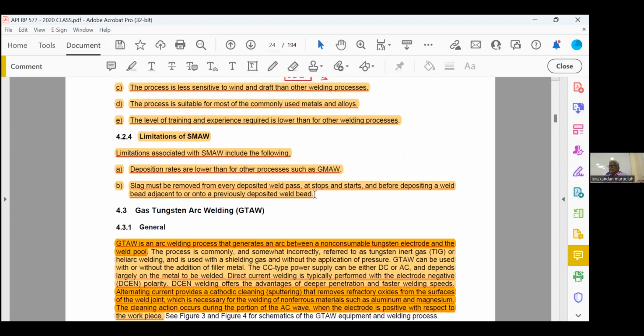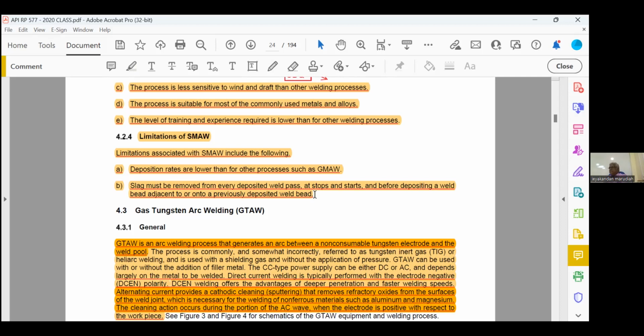Now we will go to the GTAW. If you see GTAW, the arc is initiated between a non-consumable tungsten electrode and the base metal. Filler rod can be added separately. Without filler rod also you can weld. That is called autogenous welding. Generally, in other processes we are using direct current electrode positive. Here we are using direct current electrode negative. But for aluminum and magnesium, AC is preferred. Alternating current is preferred.